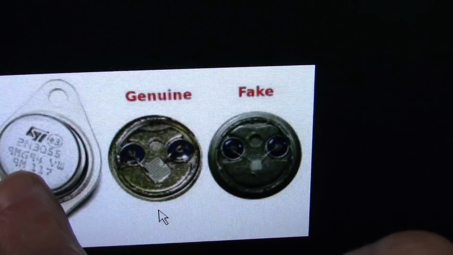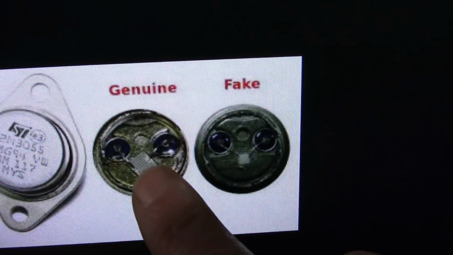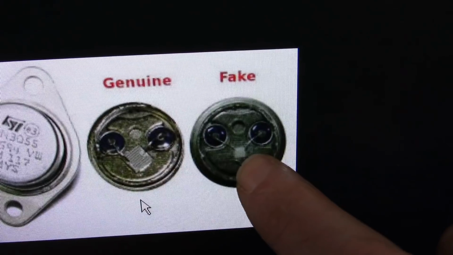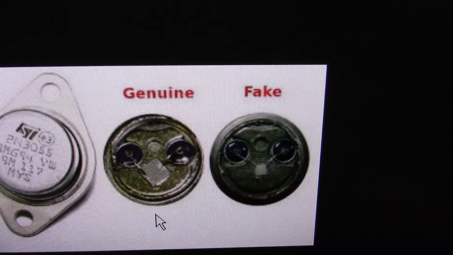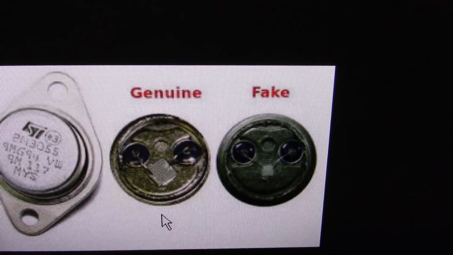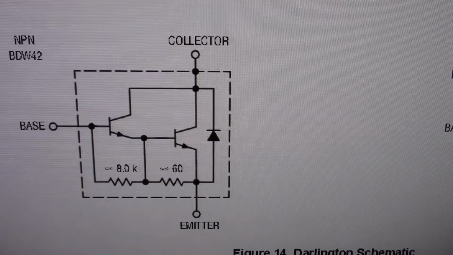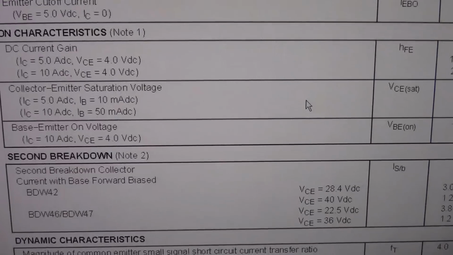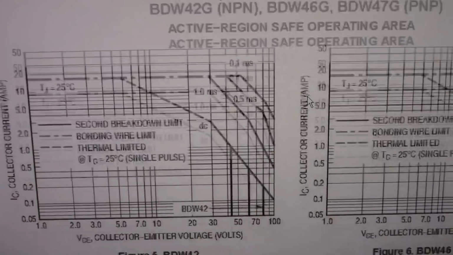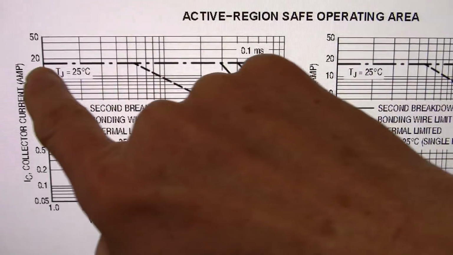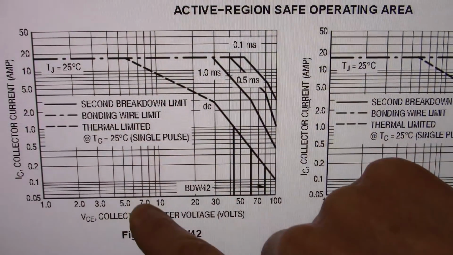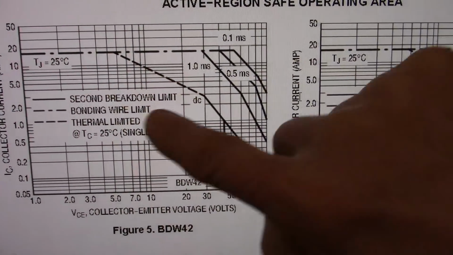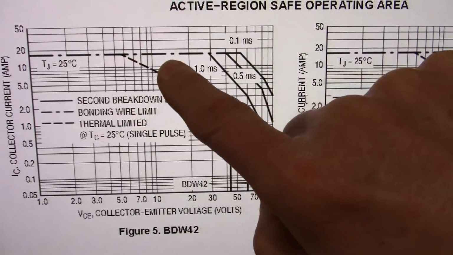I found this picture on the internet of a 2N3055, and you can see how large the die is. Bigger than those ones I was just showing you, and this is a fake part here. But again, that's not necessarily a good metric for judging the current capability. There's the internal schematic. Collector current 15 amps. And there's the safe operating area. You can see the DC curve. It's at 15 amps until around 6 volts, I guess, and it starts to drop off. We're not conducting DC though, it's kind of a pulsed waveform.